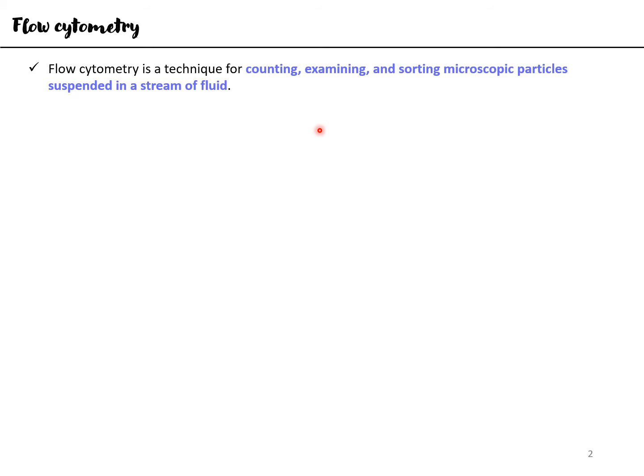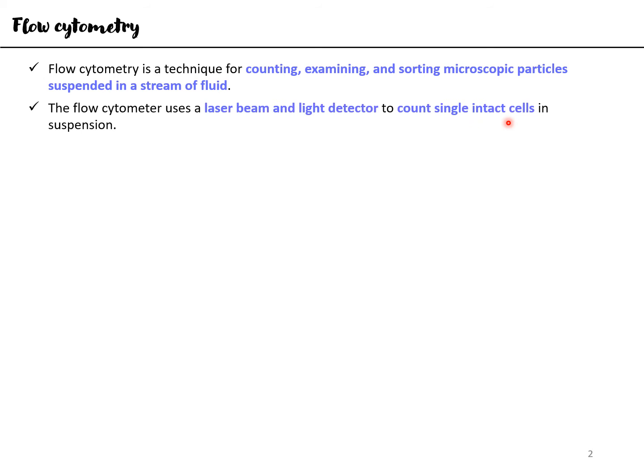So flow cytometry can help in not only counting and examining the cells, but also in sorting the cells. The flow cytometer uses a laser beam and a light detector to count single intact cells in suspension. So you can actually count individual cells present in suspension using flow cytometry, and that is how sophisticated this entire system is. It utilizes a laser beam and a light detector. Now, exactly what roles both of these play, we will talk about in detail.